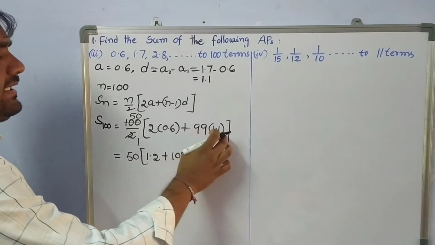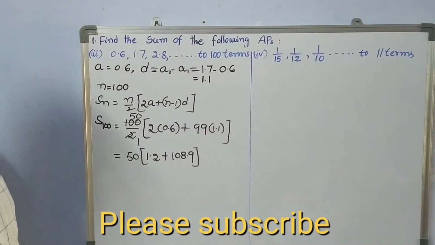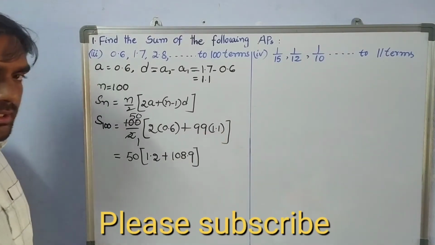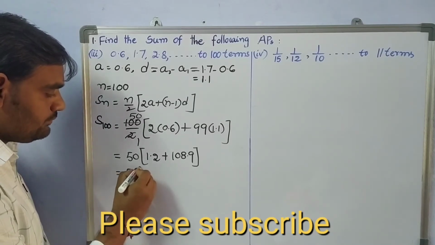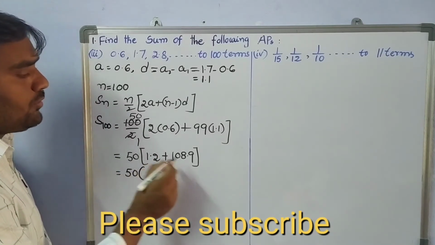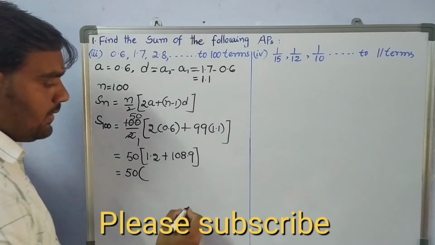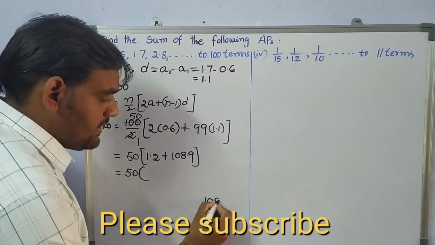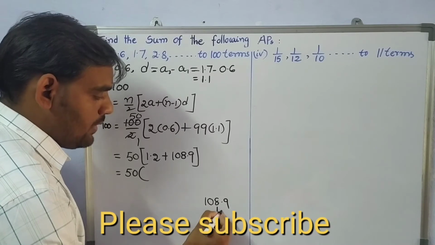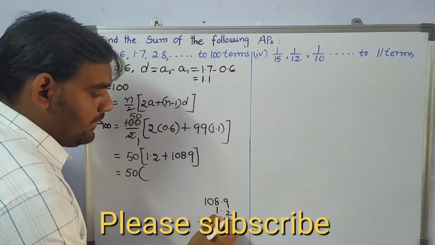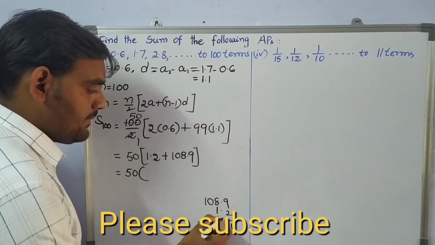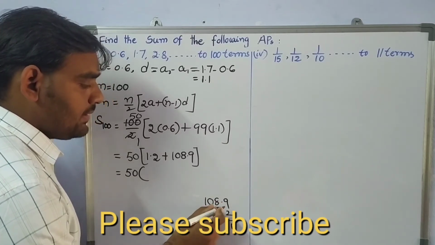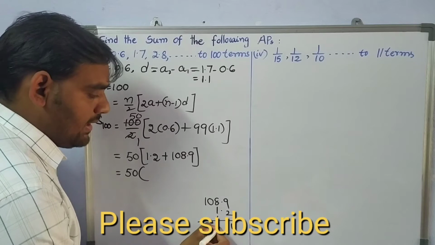99 into 1.1 we will get 108.9. Next one, 50 into 1.2 plus 108.9. We need to add 108.9 and 1.2. 9 plus 2, 11. Next 8 plus 1, 9. 9 plus 1, 10.